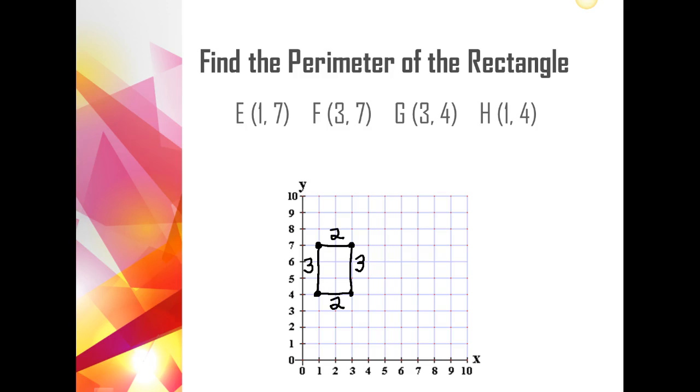To find the perimeter, we want the distance all the way around the outside, so we would add 2 plus 3 plus 2 plus 3. This gives us a total perimeter of 10 units.